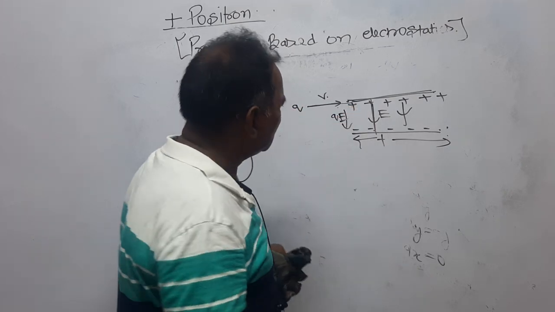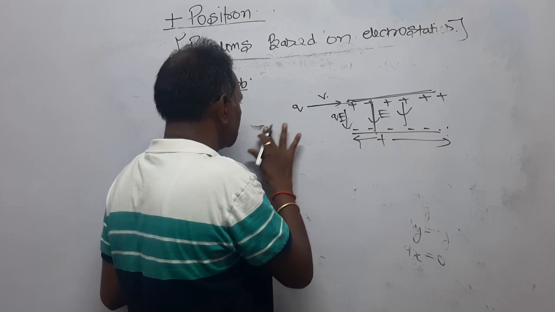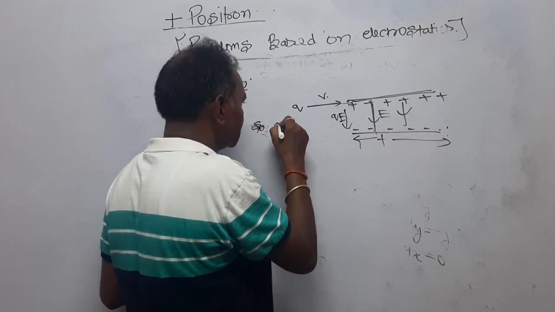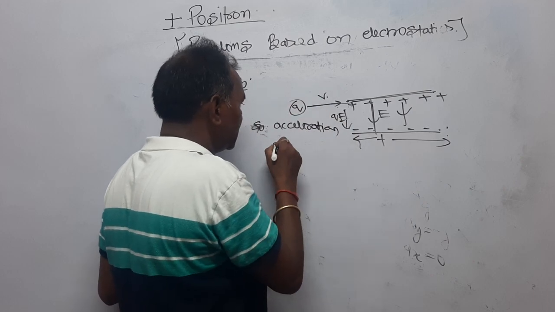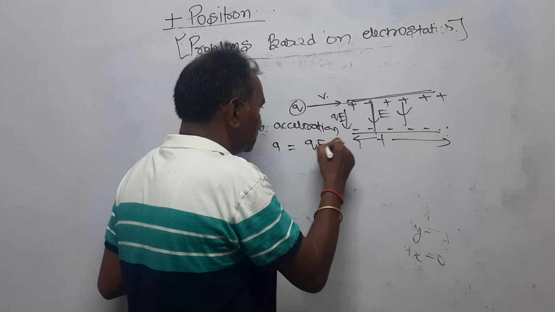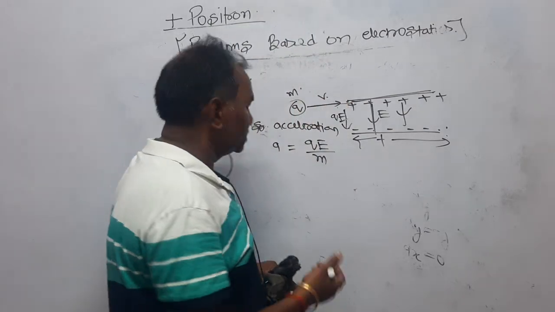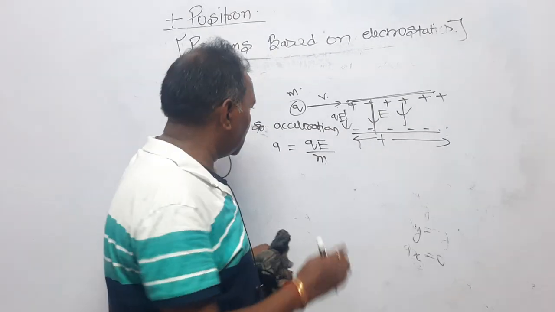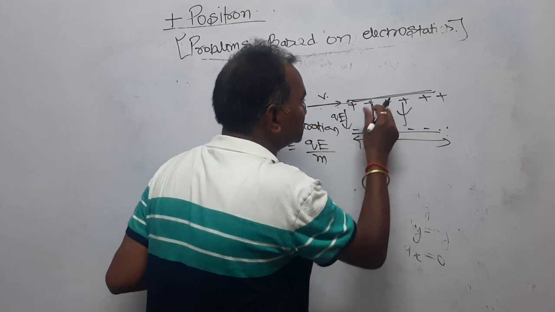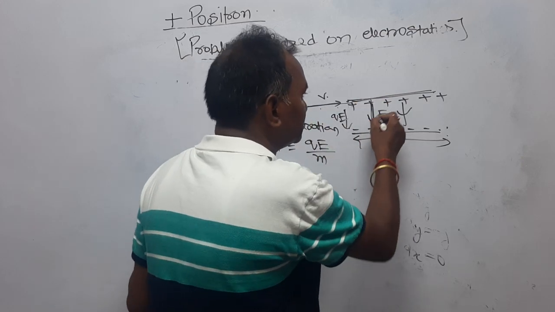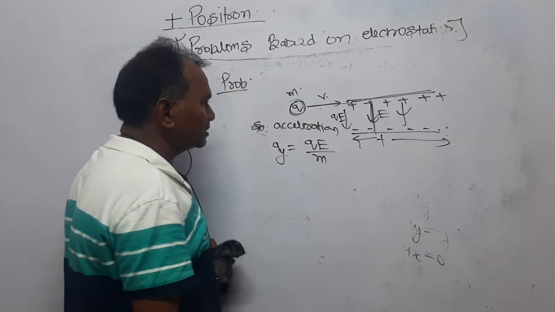Dear student, you can say F is ma, so the acceleration on charge q is a equal to F upon m. Let the mass of charge q be small m. Dear student, F equal to ma, right? So a equals F upon m is the acceleration of the charge q when it enters between the two plates which has the electric field acting along the y-axis. Now you can write it ay, right?